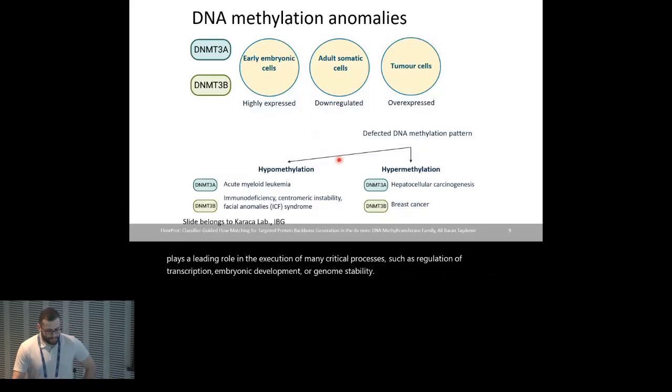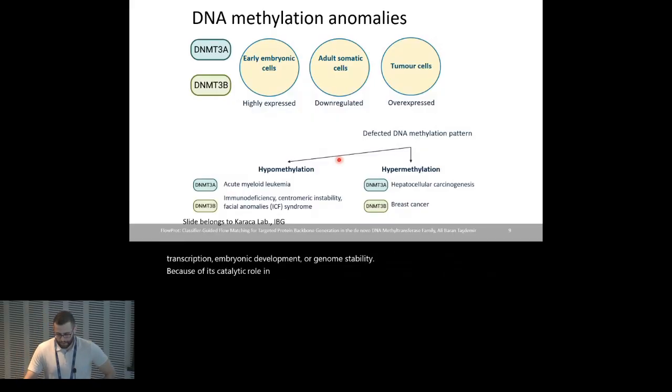Because of its catalytic role in the inhibition of target gene transcription, DNMTs play a significant role in maintaining chromosomal homeostasis. Overexpression is observed in cancer. It silences tumor suppressor genes. Defective DNMTs cause imbalance in DNA or histone modification, resulting in chromatin remodeling, genomic instability, and gene inactivation.